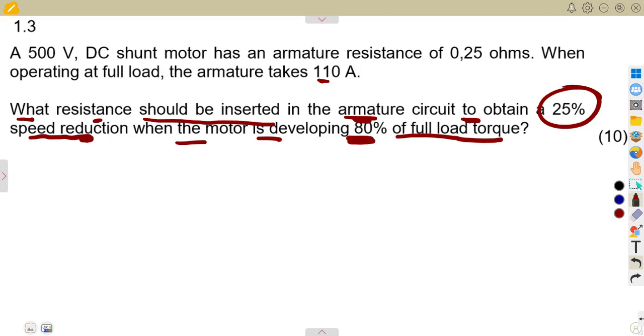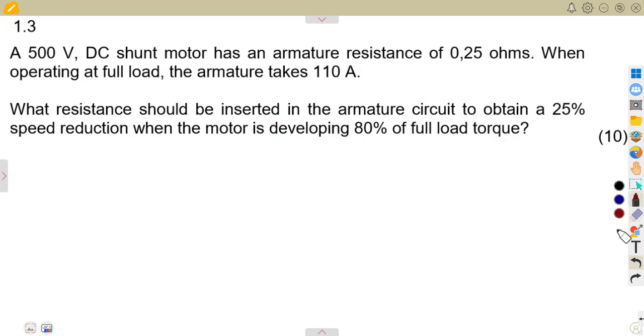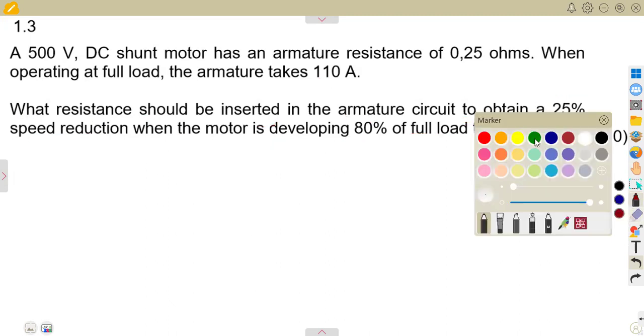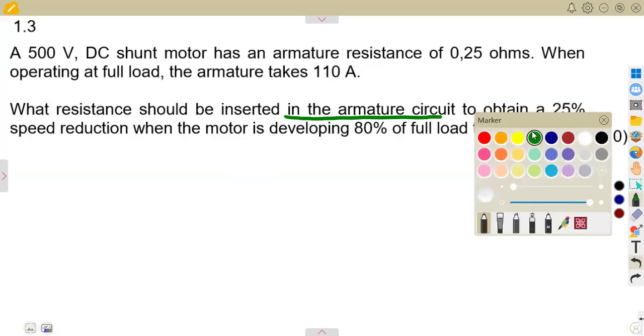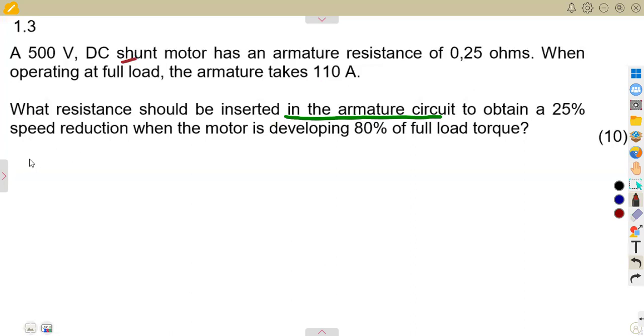So we had a similar question like this one, but there are just one or two things to consider which are different. One, the calculating of the resistance that is connected. And where is it connected? It is connected in the armature circuit. All right, so let us consider this. We have got the first part, which is the original condition.